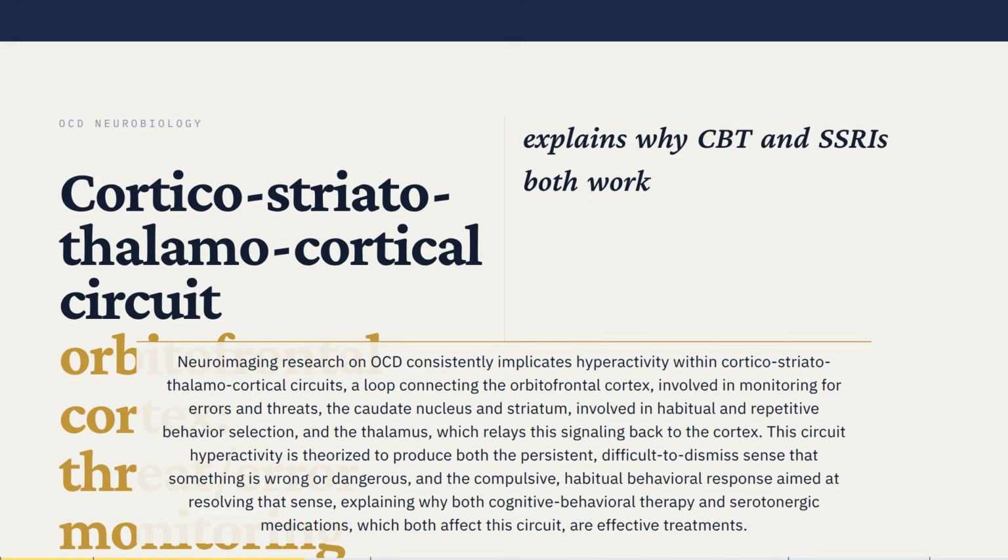This circuit hyperactivity is theorized to produce both the persistent, difficult-to-dismiss sense that something is wrong or dangerous, and the compulsive, habitual behavioral response aimed at resolving that sense, explaining why both cognitive behavioral therapy and serotonergic medications, which both affect this circuit, are effective treatments.